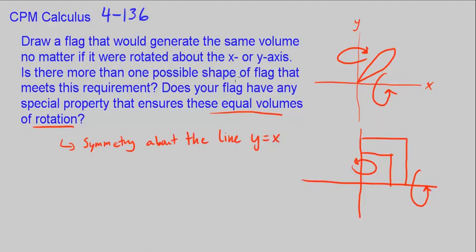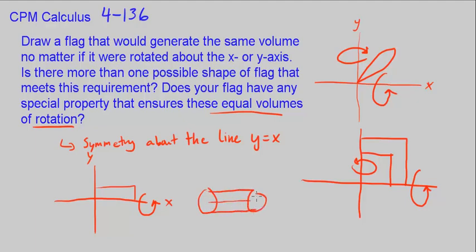But does every graph that has the same volume rotated about the x-axis and y-axis need to have this property? Actually, it doesn't, as long as the volumes are equal. So you could find a shape that does not have this property that has the same volume though. For example, if you were to create a rectangle like this, you could find a rectangle that has a volume when you rotate it on the x-axis. This is our x-axis. It's going to be a cylinder. It's going to have this shape here, and it's going to have some volume.